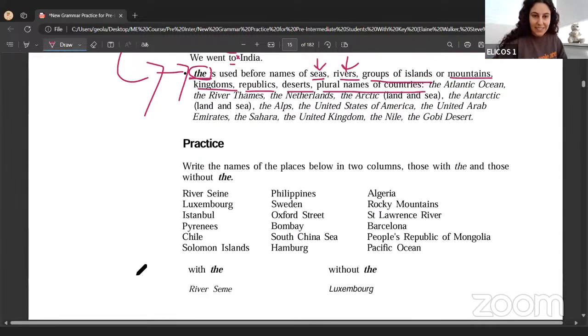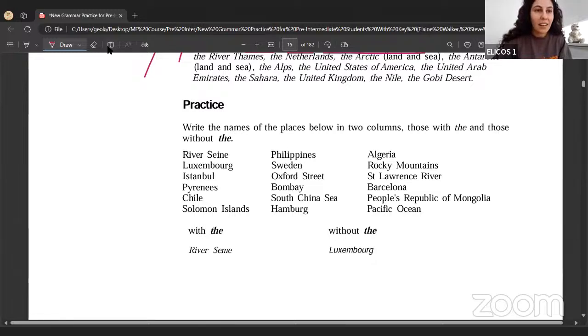So let's practice. Write the names of the places in the two columns, those with the and those without the. So we'll just do each one. Do we say the river sign or river sign? Yeah, the. We need to say the. For example, one of my favorite rivers is the River Seine. Whatever sentence I want to make, I must put an article before a river.